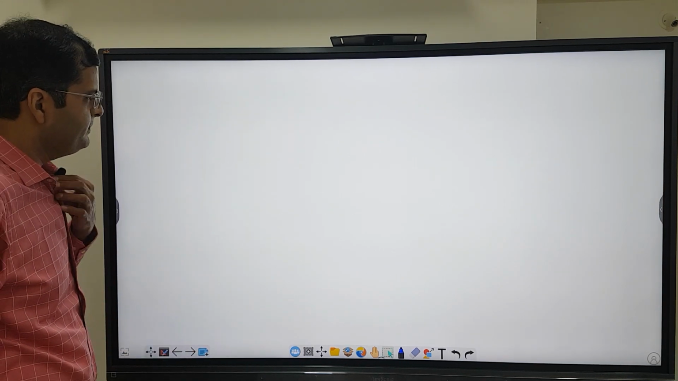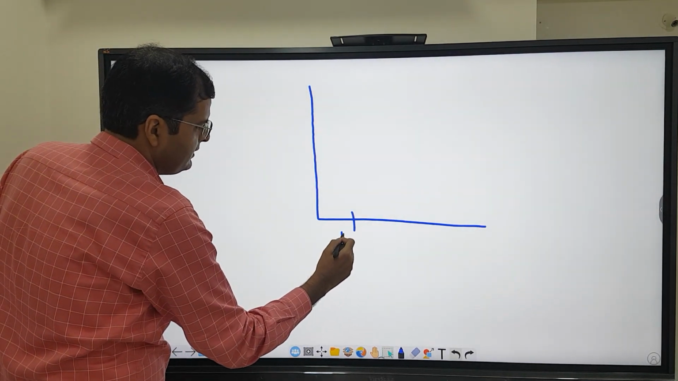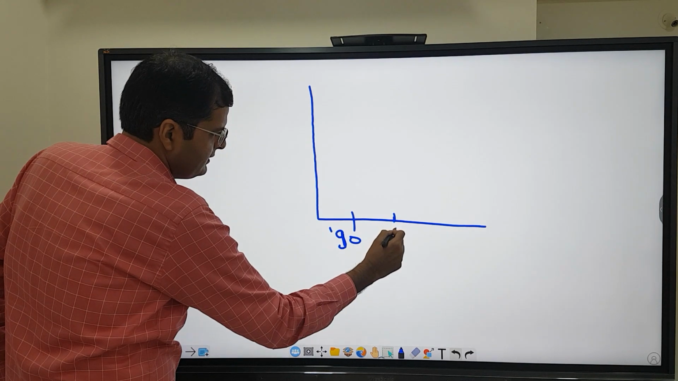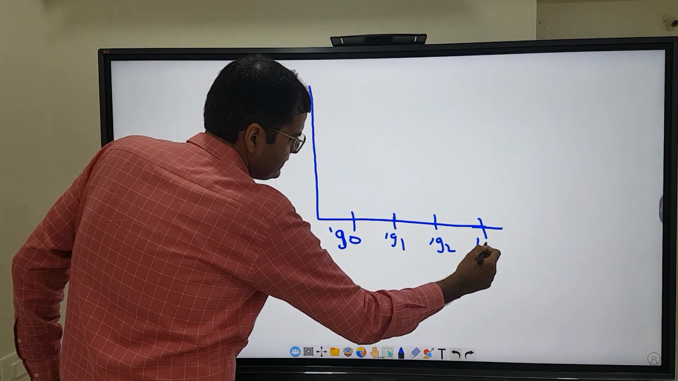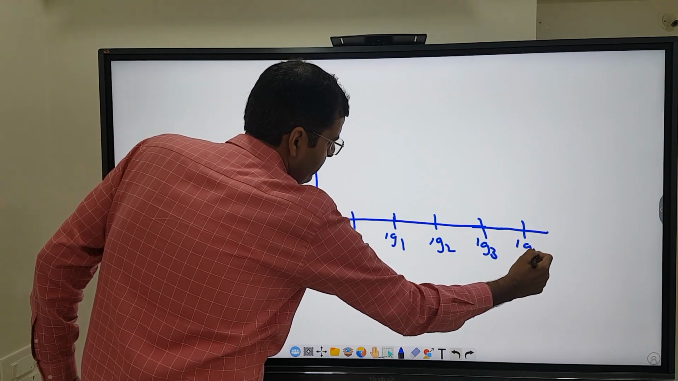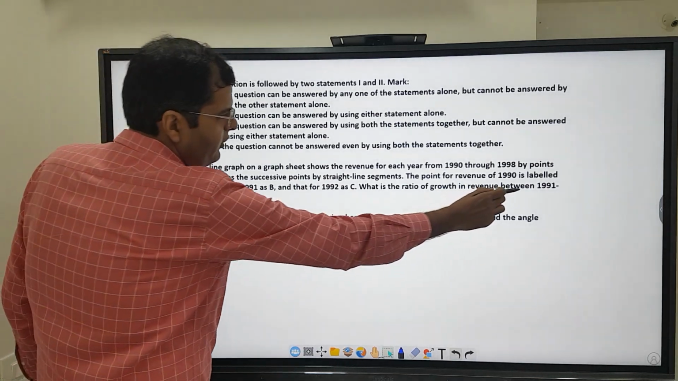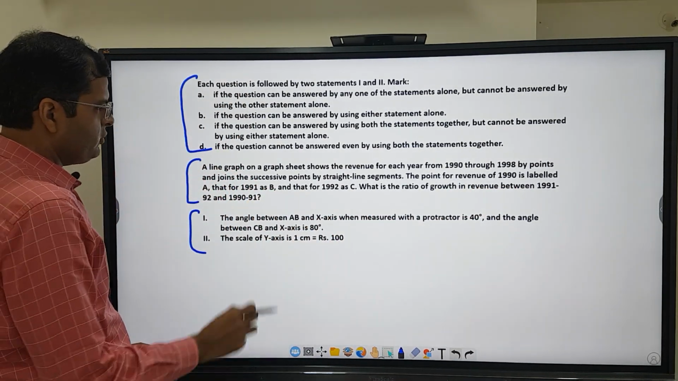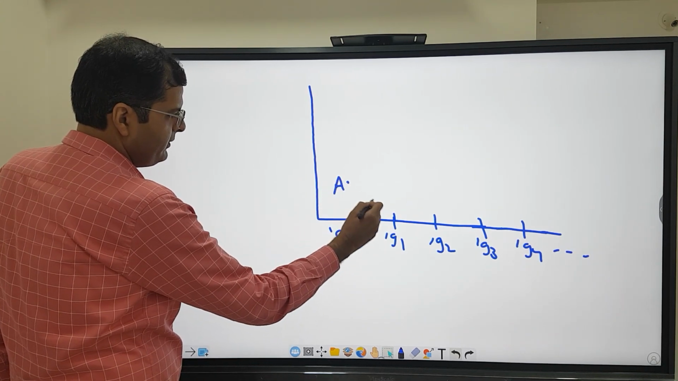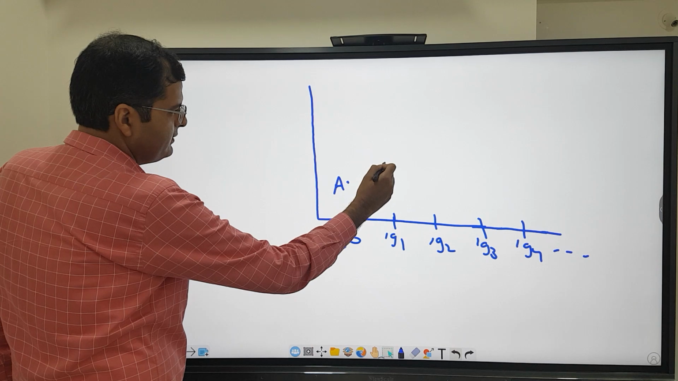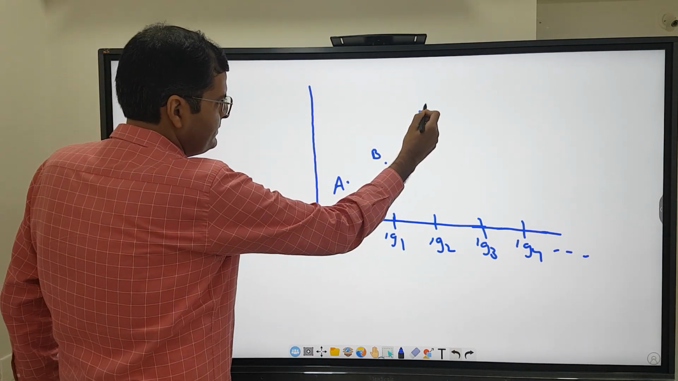So what I'll do is I will try to draw a graph for it. Years 1990, let me write like this. This is 1991, this is 92, this is 93, 94, so until 98 it is. Why am I not drawing further? Because I am only worried about 90, 91 and 92. So 1990 is A, let this point be A, this be the revenue A. 91 is B, so let this be B. 92 is C, let this be C.